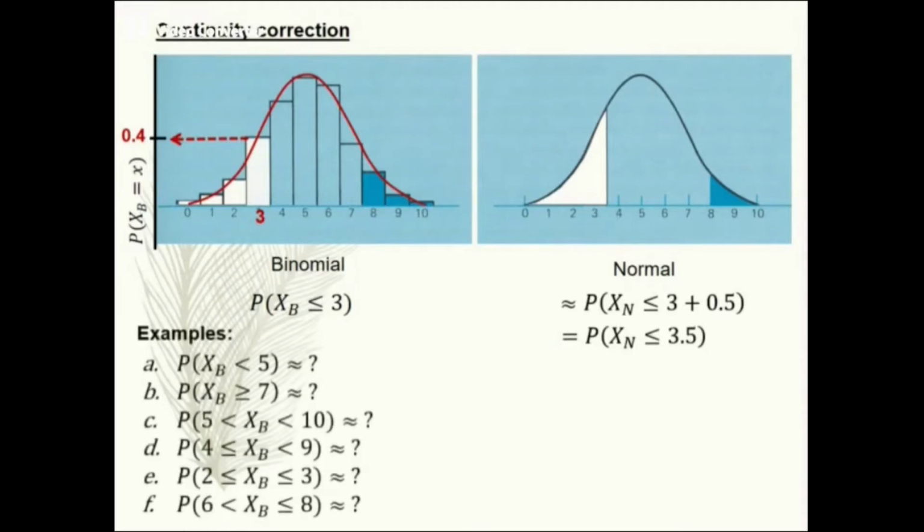Now, here are a few examples, and what I'd like you to do is just do what I've done here. Give me the approximate normal. All right, so here I said XB is less than or equal to 3 is approximately equal to XN less than or equal to 3.5. So take this one. If I say XB is less than 5, that's approximately XN less than or equal to or less than what? I think try it out and let's see what you get in these different cases. Okay, let's see if you can get 6 out of 6.